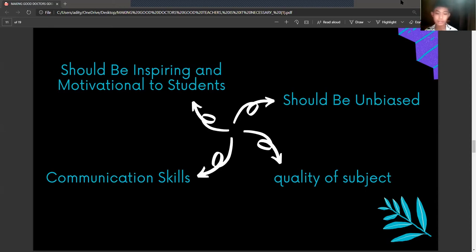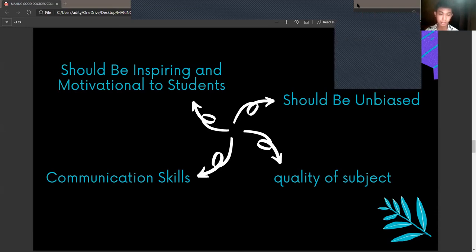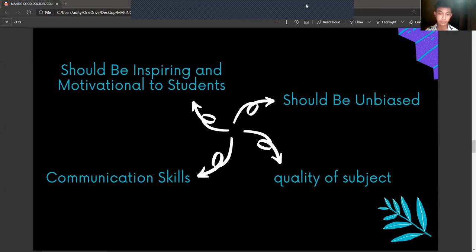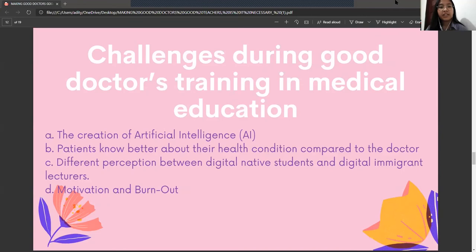Teachers should also have a decent knowledge of the subjects that she or he is presenting to the students. Having good quality subjects also boosts the students' morale because they would think that the subject they are currently studying is important to them and could very well be used in the future, thus decreasing the chance of students neglecting the subjects. What are the challenges during training in the medical field?